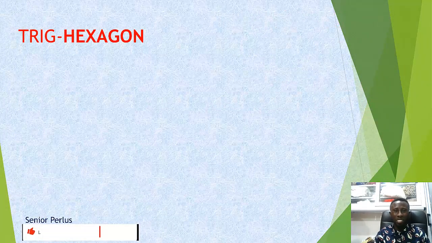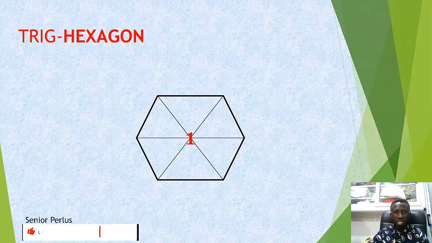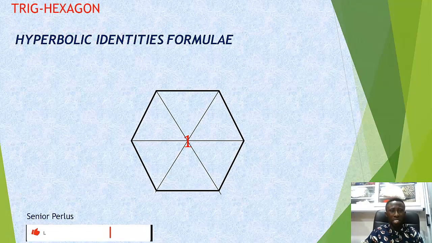What is the trig hexagon? It's a hexagon with the six trig function names on its vertices that help us to remember so many formulae and identities. How? Let's start by drawing the hexagon with its diagonal lines. Introduce 1 at the middle. One hexagon will help us to derive so many formulae.